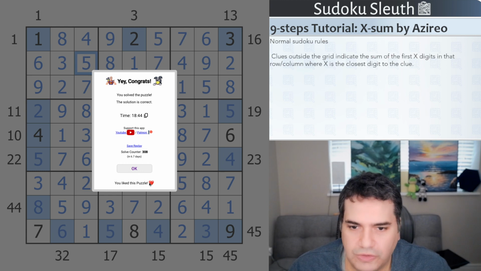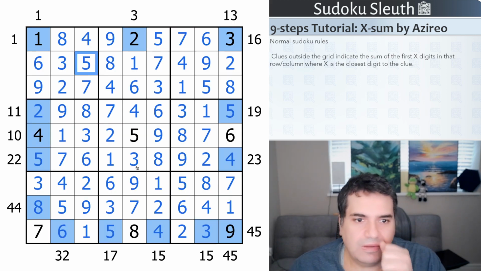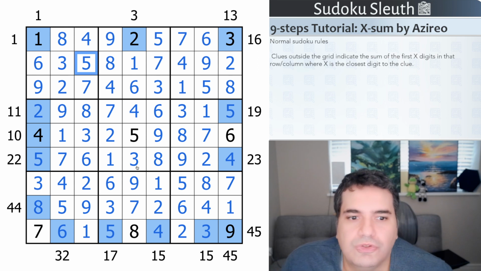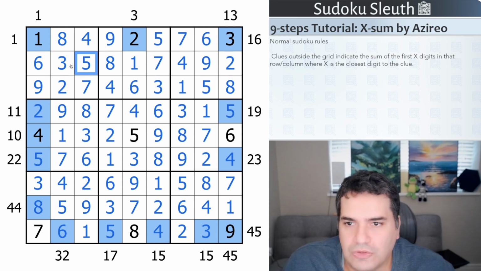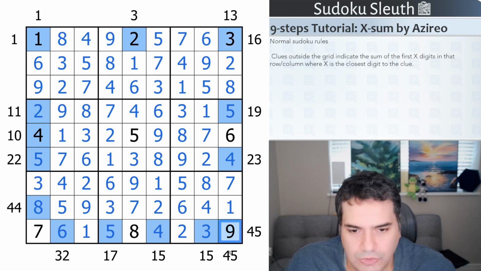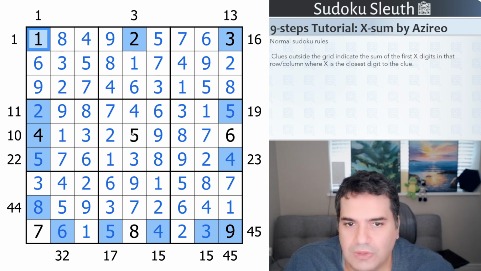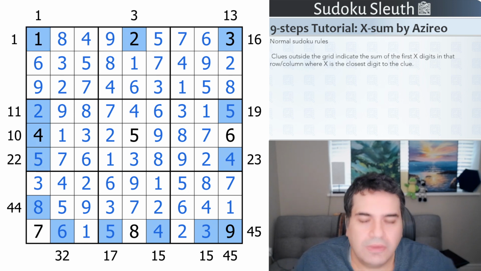That's the solution for today's puzzle. It's a lovely puzzle, Azireo. Very much focus on X sums. Your classic sort of 1, 2, 3, 4, 5, 6, 7, 8, 9, with sort of initial introductions that, like the 1 and 9, weren't essentially helpful. But yeah, excellent puzzle. 80-minute solve.